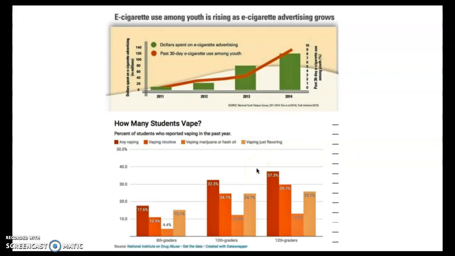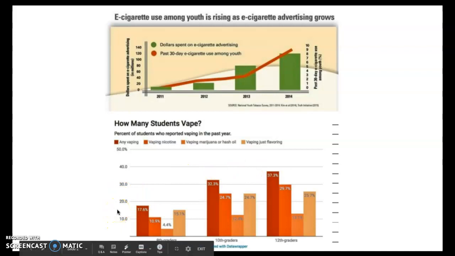First of all, what would be the independent variable? It's going to be the 8th, 10th, and 12th graders, and if you choose other grades, it shows those grades. And then what's going to be your dependent variable? What are you measuring? It is the percent of students.